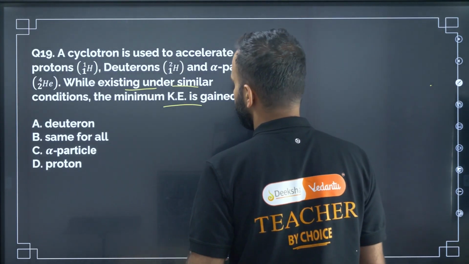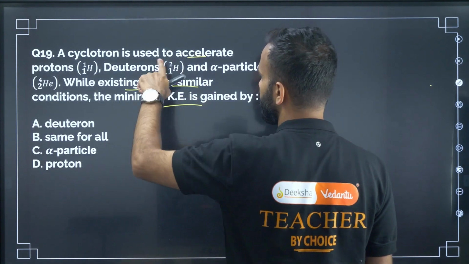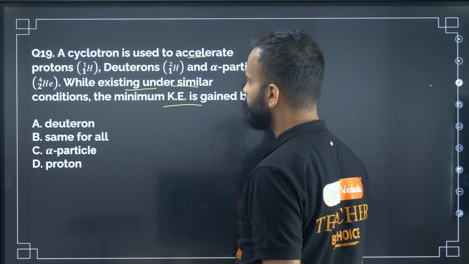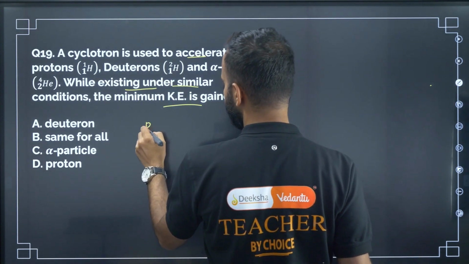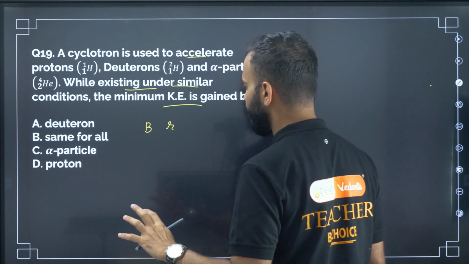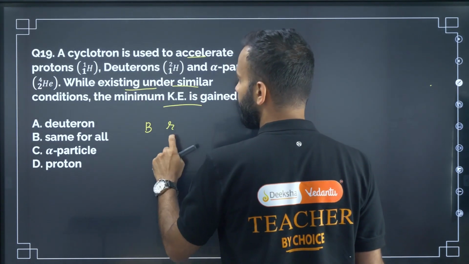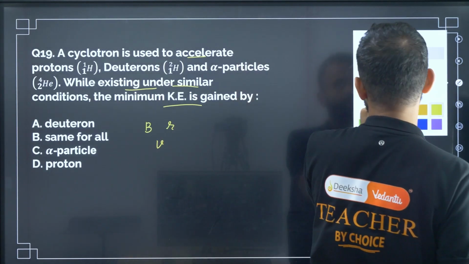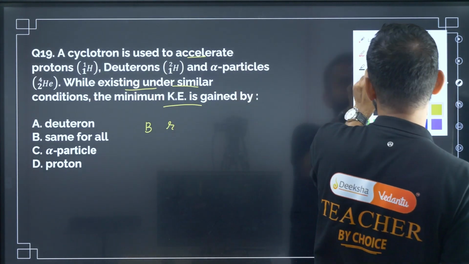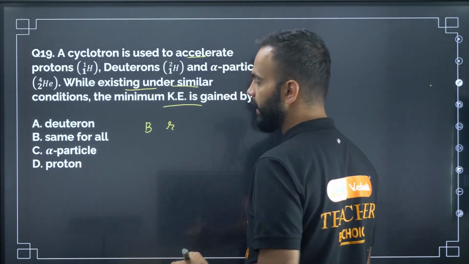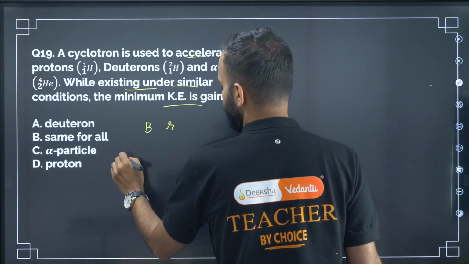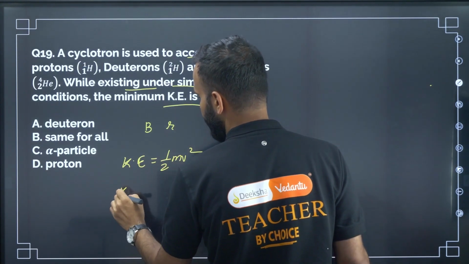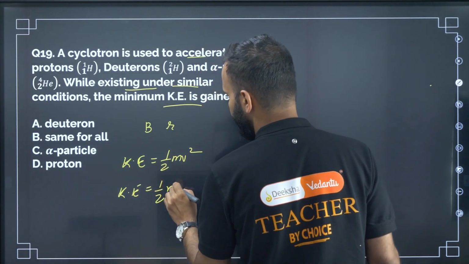So here, all these nuclei are existing under the same condition, that is, the magnetic field is the same and the radius of the circular path is the same. Velocity is not the same. Now what is the kinetic energy gained by each particle? In a cyclotron, the kinetic energy is equal to half m v square. Now kinetic energy is equal to half into m into what is v?